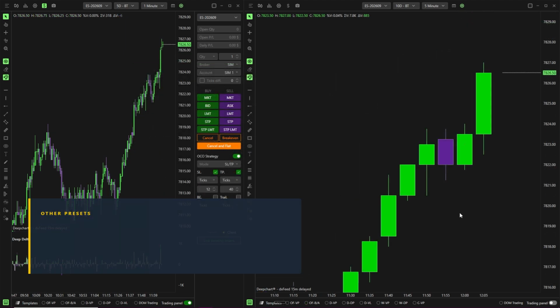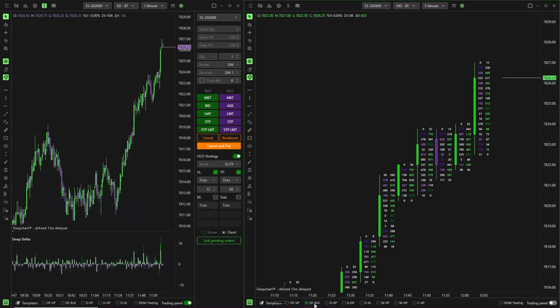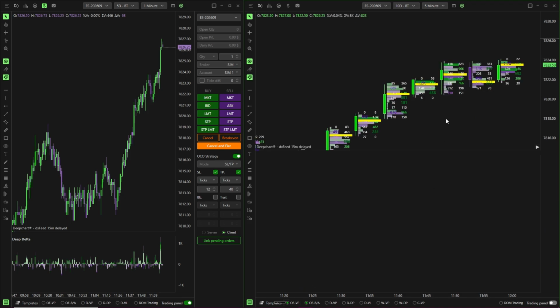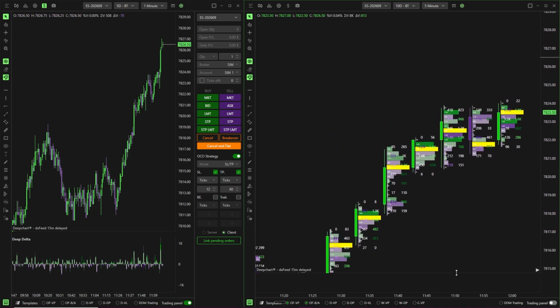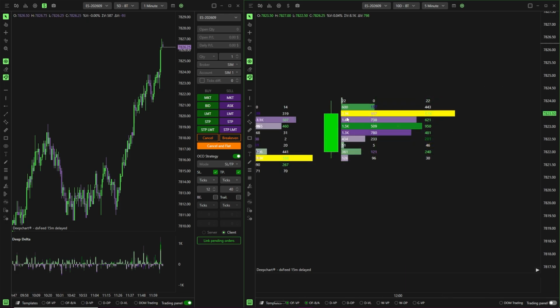The other preset buttons at the bottom allow for a different view of the same information. So normally we'll be on order flow, bid ask, but you can also do volume profile. So this is just adding a volume profile to each candlestick. So this is the total volume as well as the bid and the ask. And you can play around with these other presets if you'd like and see what one fits your style the best.